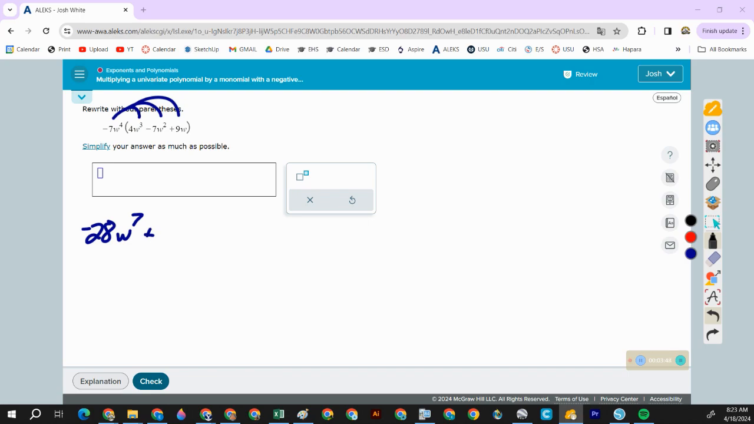Plus negative 7 times negative 7 is 49. W to the fourth times w squared is w to the sixth. Negative 7 times 9 is negative 63. W to the fourth times w is w to the fifth.